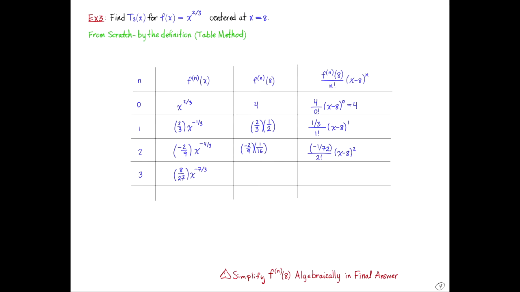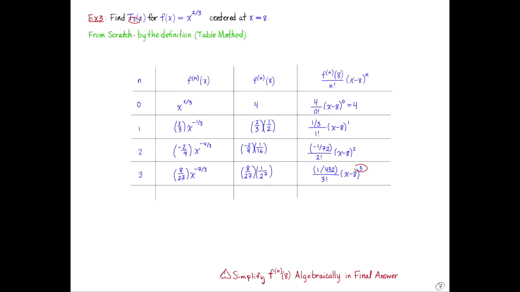Subbing in x equal to 8, we have 8/27 times 1 over, we know that the cubed root of 8 is 2. I'm just going to leave this as 2 to the 7th. In our last column, simplifying, that becomes 1 over 432 over 3 factorial times (x minus 8) raised to the 3rd power. Since we're looking for the third degree Taylor polynomial, and we just found the term raised to the 3rd power, we can stop.